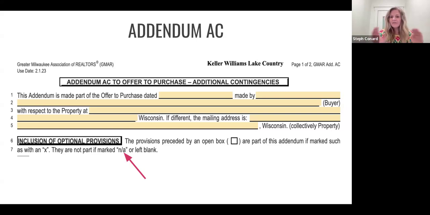An open box, if this ever went anywhere after closing, and a judge or somebody had to look at our contracts and they saw an open box, it could be up for debate on whether or not we actually presented that provision and went over that in a contract. So I think it's best practice, if you're not going to be including a contingency, to always mark NA in the box. So I always want to get on my little soapbox on that.